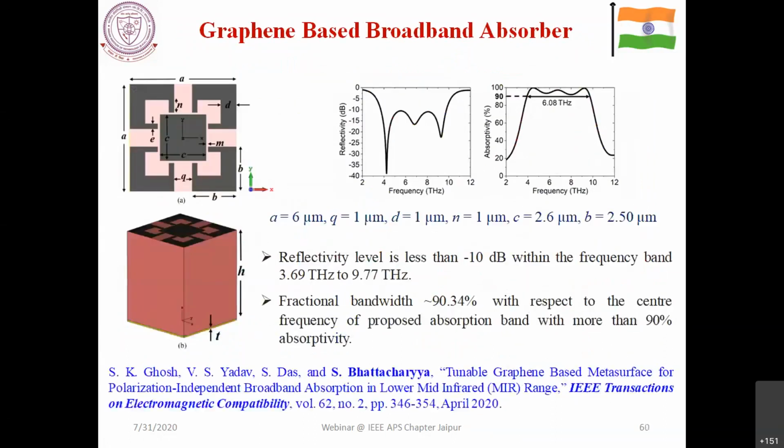On the other hand, we have also worked with the metasurface as an absorbing structure for this graphene layer. So again, you have this kind of graphene structure deposited over the silicon dioxide dielectric over here. You can see the absorption is very high over a band of 6.08 terahertz, so the fractional bandwidth is nearly 90%. We reported that last year, and this year it has been published in IEEE Transactions on Electromagnetic Compatibility.